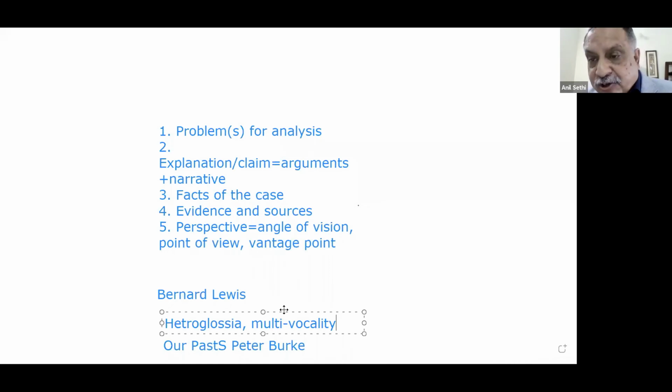In the early 20th century, some historians, those who were editing the Cambridge Modern History, and many, many historians used to speak of the voice of history.